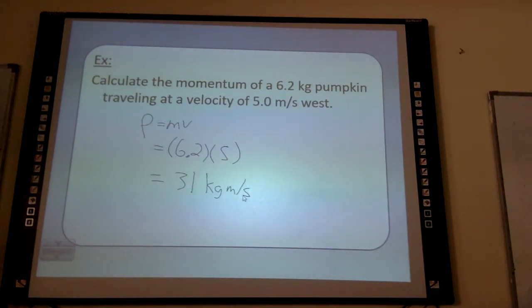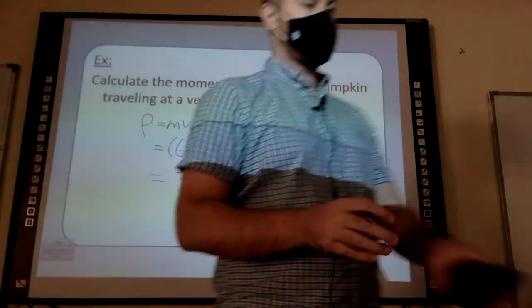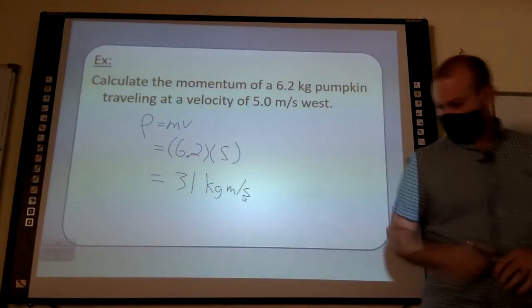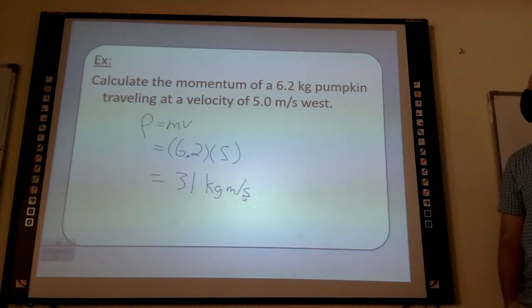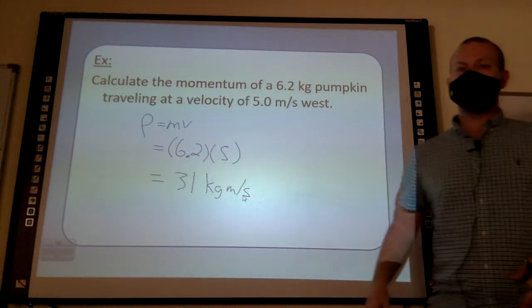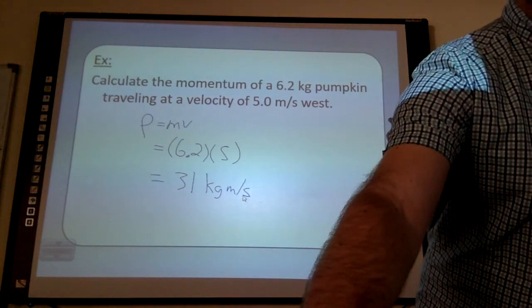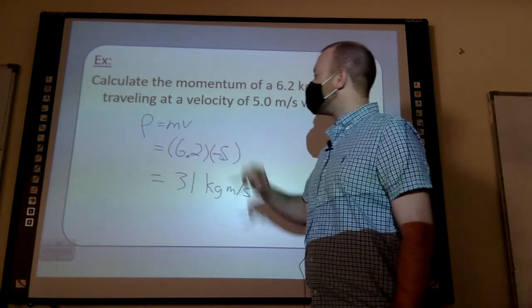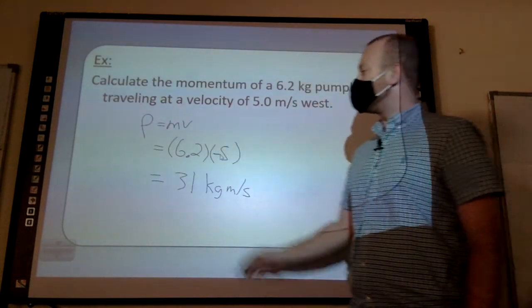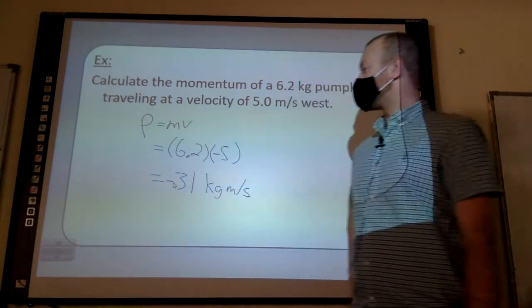I'm needing to deal with direction. Well, let's try this. So, west is positive or negative? I'm going to include that as negative, so my velocity is negative. So when I times it, I'll get a negative number.